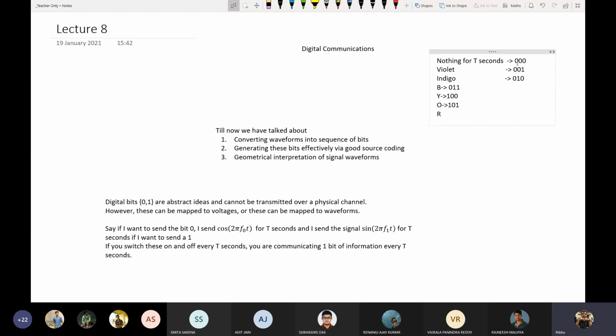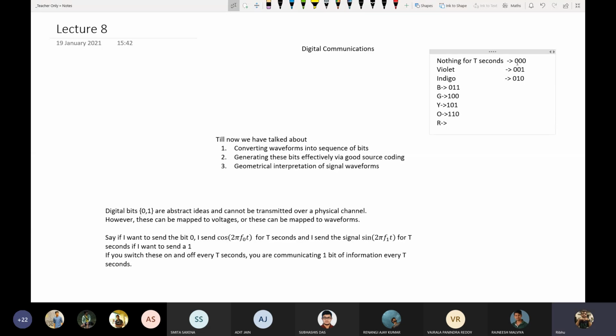G. Yeah, I forgot G. So this is G, this is Y, this is O, and red 2. Don't throw infrared rays and set his house on fire. That is not allowed.